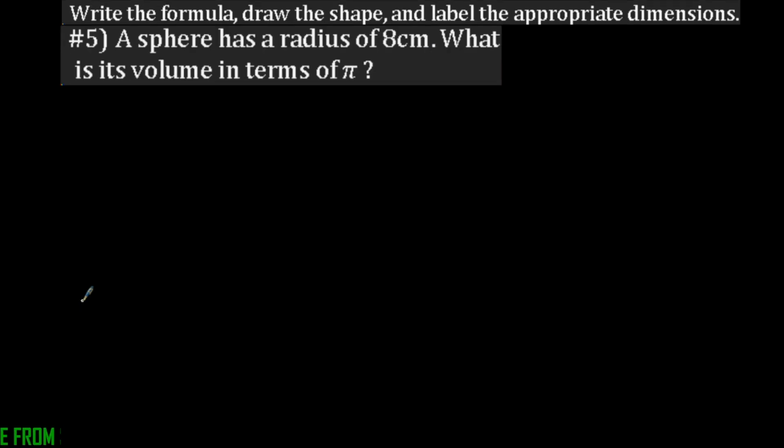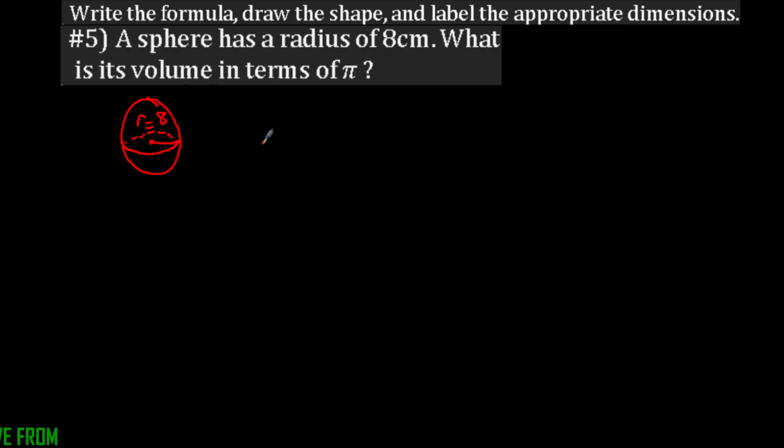Move to the back. It says a sphere has a radius of 8 centimeters. What is its volume in terms of pi? All right, so for number 5, we're going to be finding the volume of this sphere, so we can draw it out like this. I'll draw that circle. Now we can have that oval cut in the middle, with the dashed line to give it some depth. R equals 8 for this one. So from that point to the edge, R equals 8.